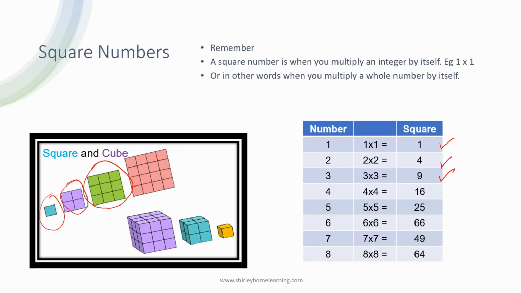So basically you are multiplying the number with the whole number again. So the number multiplied by the number itself, and that gives you a square number.